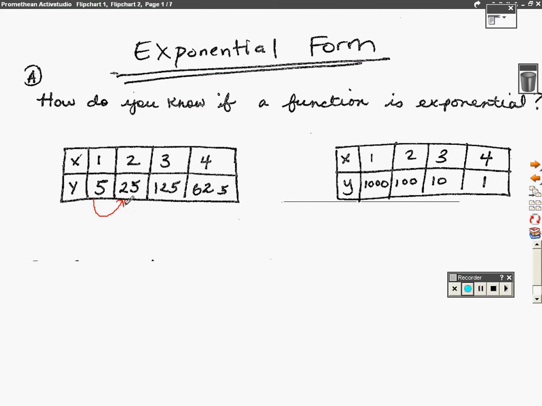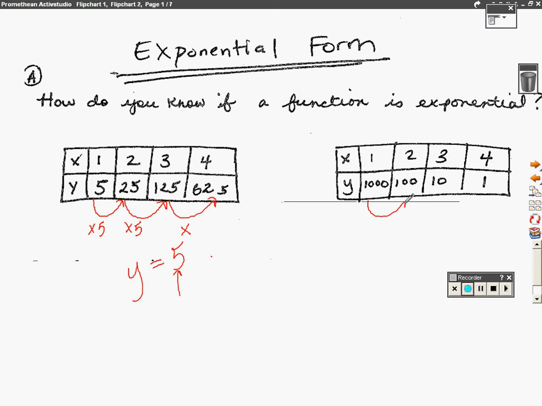If you notice that the x's go by ones, but the y values go times 5, times 5, that means that the y's are being multiplied by 5. Your value is times 5 every time. So the growth factor would be 5. So it would be something like y equals 5 to the x power, because remember, that's the growth factor.